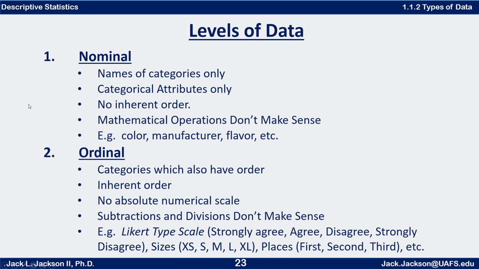So let's talk about the nominal data first. Sometimes this is also called categorical data or attribute data. Nominal means in name only. So that's basically what you have: names only. You put things in categories and you have the names of the categories, but that's all there is to it. So there's no inherent order, and mathematical operations don't really make sense. Some examples of nominal things would be color, manufacturer, flavor, etc.